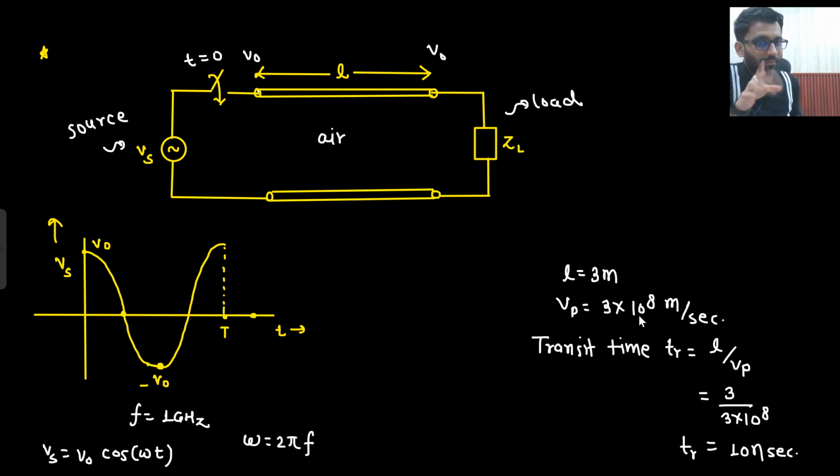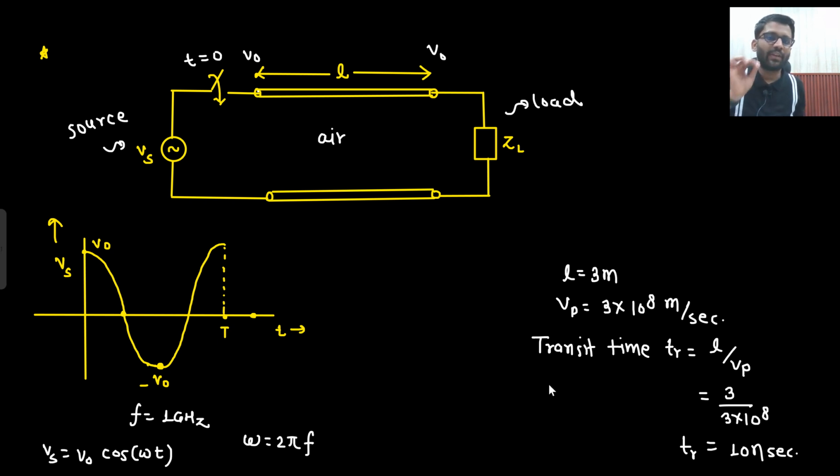The maximum velocity could be 3 into 10 power 8 if there is air in between. If there is some other dielectric, then velocity will change. That we will see. So maximum velocity I could take 3 into 10 power 8. What is the transit time we are getting? 10 nanosecond. That means it will take 10 nanosecond of time for this V naught to travel from here to here. Is that clear to you?